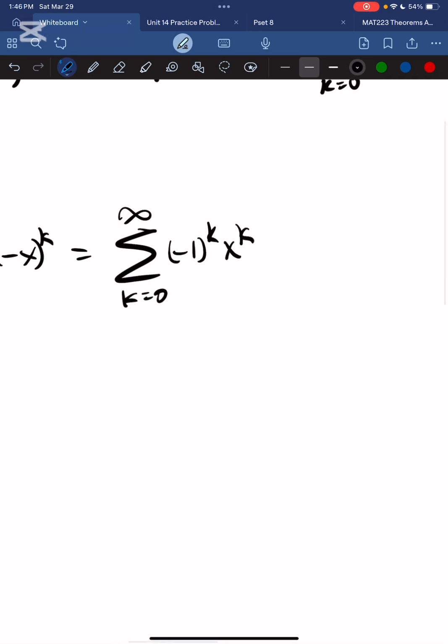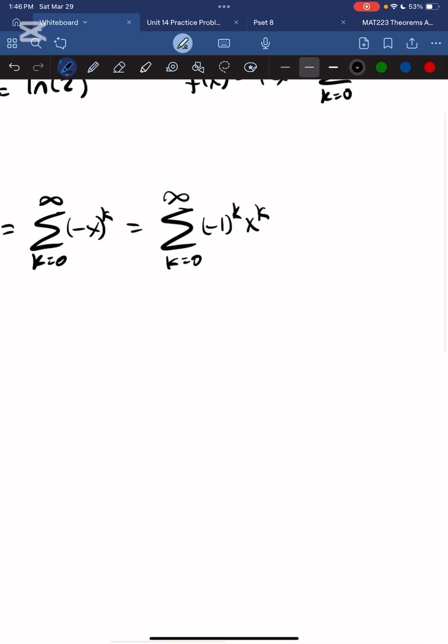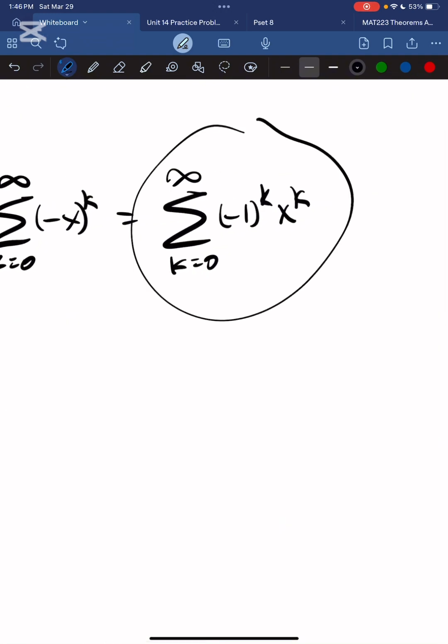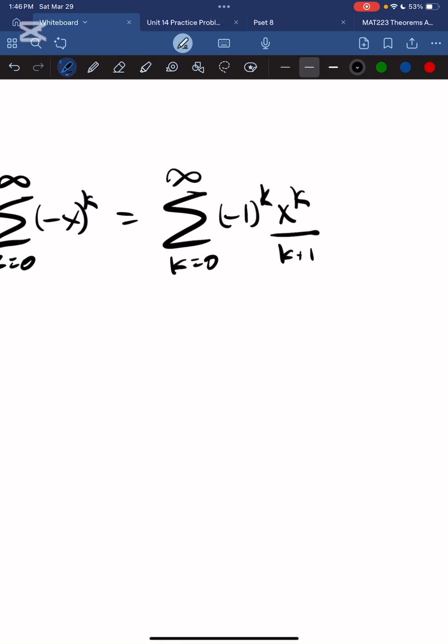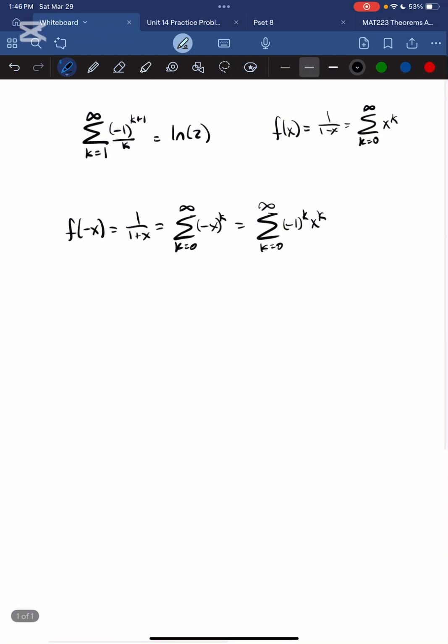And if we can figure out what this value is at x equals 1, then we figured out this, minus the 1 over k, right? So how can we get that 1 over k? Like, how do we get to that? Well, we can see that if we were to integrate this guy, hypothetically, we could get something over k plus 1, yeah? Which is pretty close. So let's try that out.